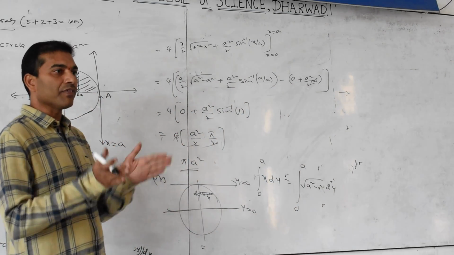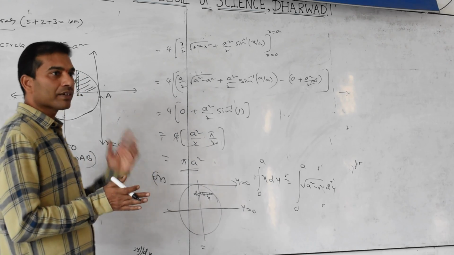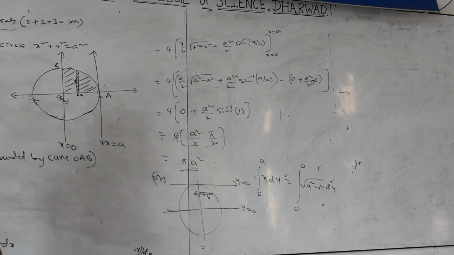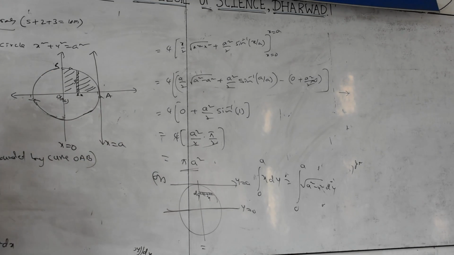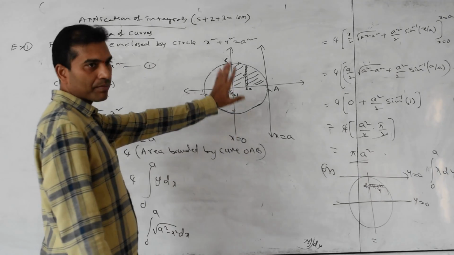So you can do it with respect to the x-axis or the y-axis. Both answers will be the same. This is a very important 5 marks question. This diagram is 1 mark. Writing up to this part gets 1 mark, writing this gets 1 mark, and getting the last answer is 1 mark. Total 5 marks.